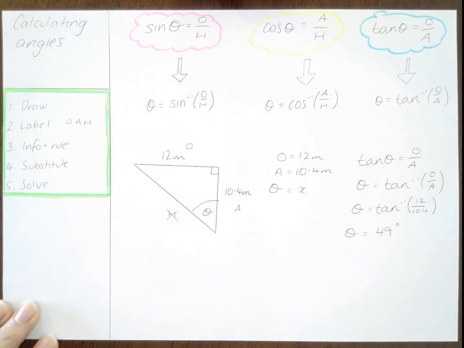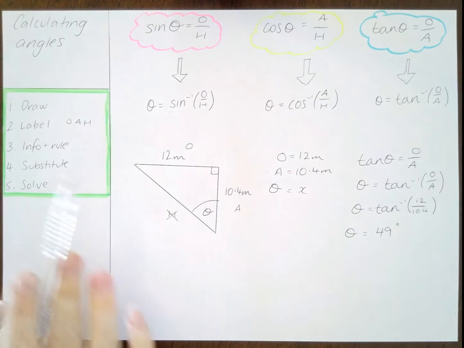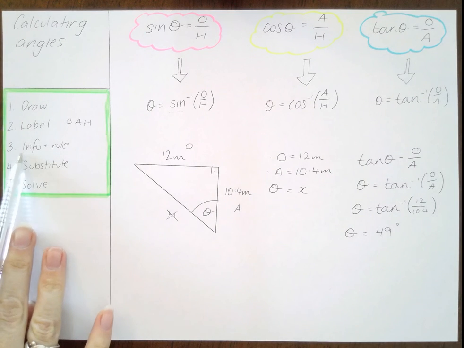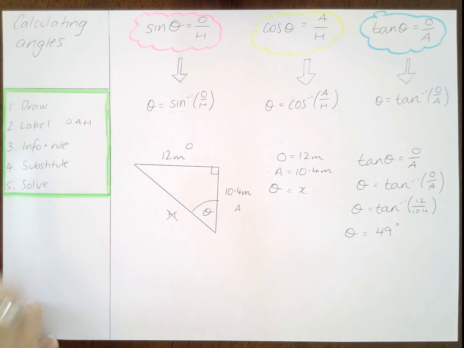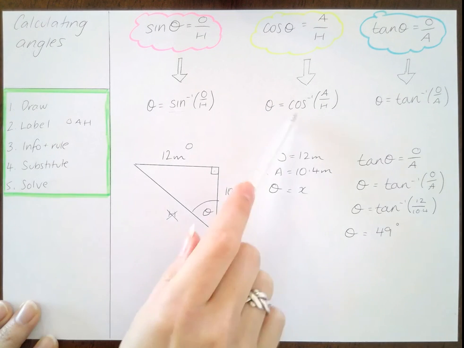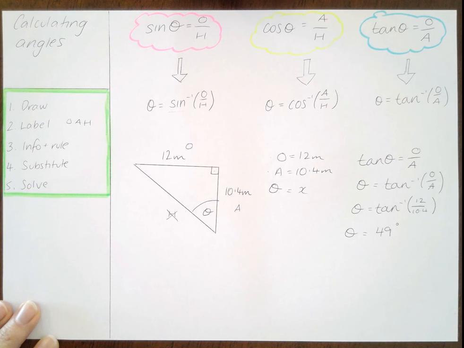Okay, so same idea. Using our 3 rules, we are still going to draw the triangle, label your sides, pick out what information you have and figure out what rule you're going to need, remembering that if you're finding angles, you are using the inverse rules. Then you substitute in and solve. So nice and easy this time, there's no rearranging required.